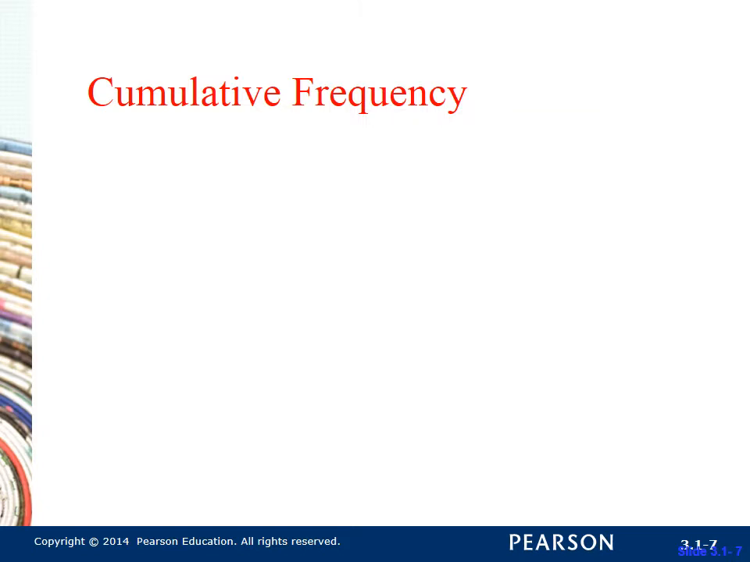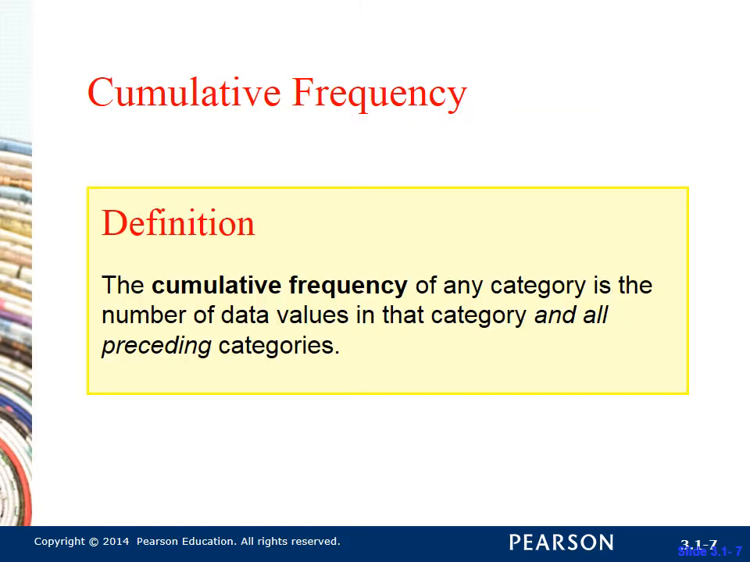All right, now cumulative frequency we combine in a slightly different way. Cumulative frequency of any category is the number of data values in that category and all the preceding ones. So it's like a summing total, hence the word cumulative. I'm accumulating the frequency as I go.